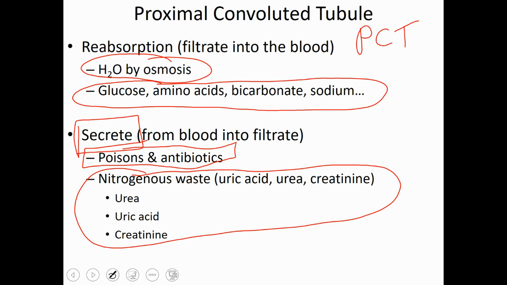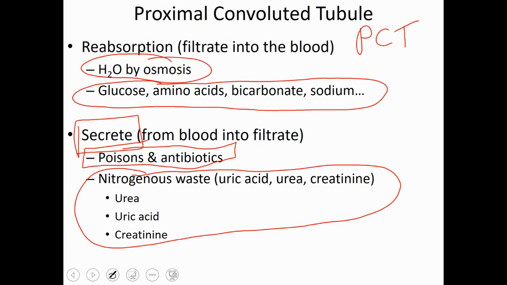And then creatinine is one of the other main ones, and that comes from the usage of muscles. You may have heard of creatine for bodybuilders. Creatinine is produced as a byproduct when muscles work and they get broken down a little bit. They produce creatinine, and our body needs to filter that out as well. And this is one way that we get it out.